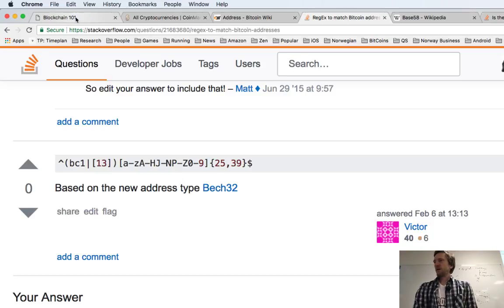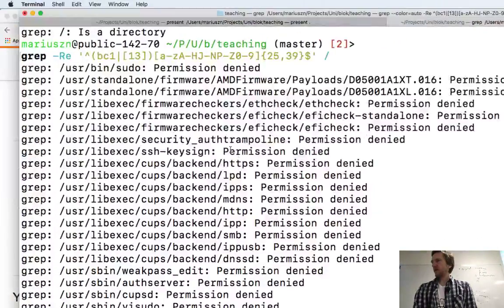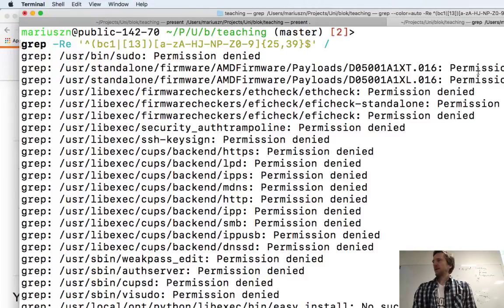Okay, so while the computer is doing its job, so far I have not found anything. Why do I get those permission denied messages?